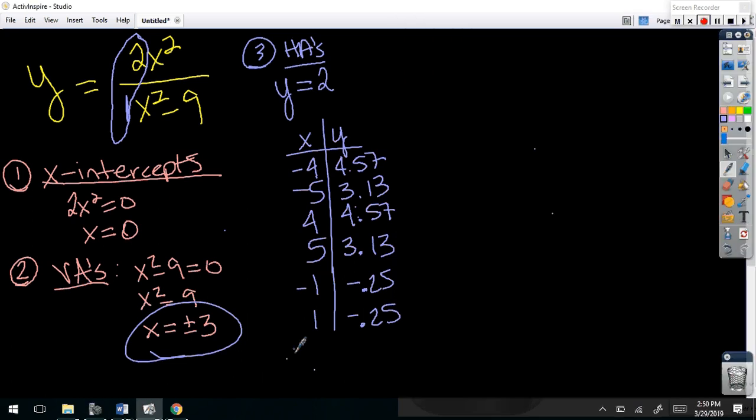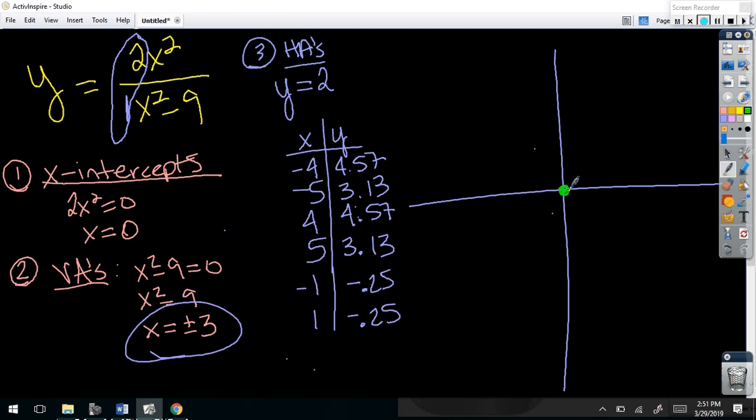All right, let's graph it and see what happens. Ain't nothing to it but to do it. X-intercepts, 0. Vertical asymptote. That's right. There's 2. There's 2.